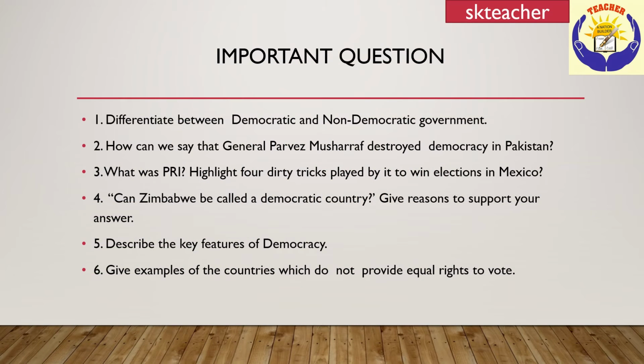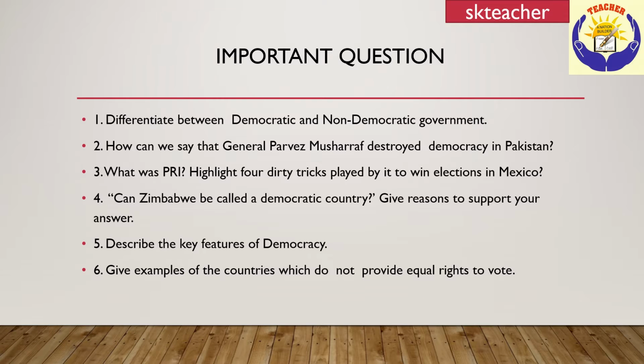Here are the important questions which you have to prepare for this chapter. Question number 1. Differentiate between democratic and non-democratic government. Question number 2. How can we say that General Pervez Musharraf destroyed democracy in Pakistan? Number 3. What was PRI? Highlight 4 dirty tricks played by it to win elections in Mexico.